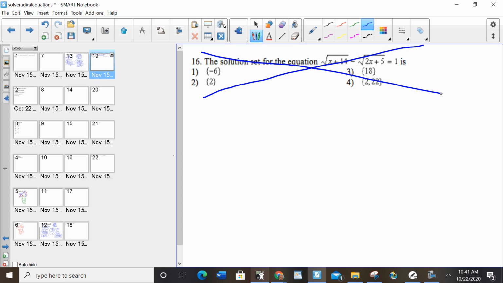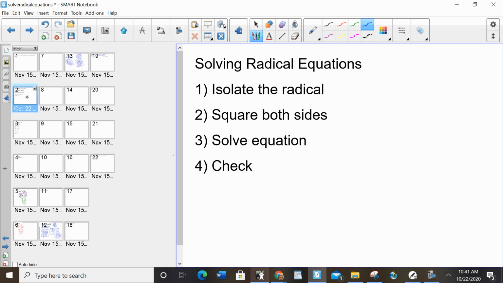And that's it. So, practice this to solve radical equations. Isolate the radical by adding or subtracting first, dividing last. Then you're squaring both sides. Then you're solving the equation. Within this step, you might have to do your Mr. X squared. Or you might not. Depends on how the equation works out. And then once you get your answer or answers, you have to check to make sure that they're equal.